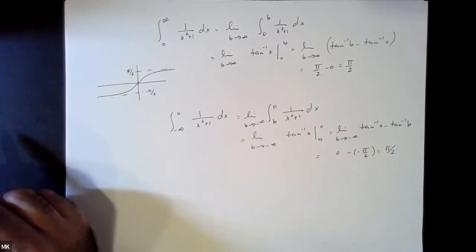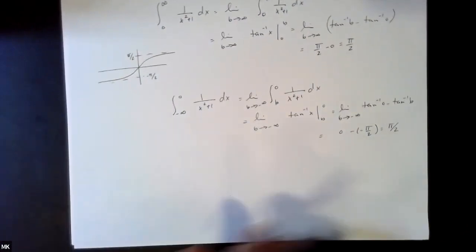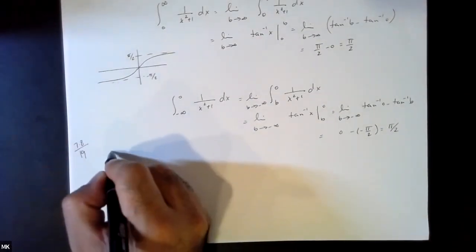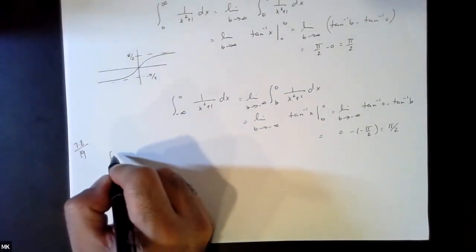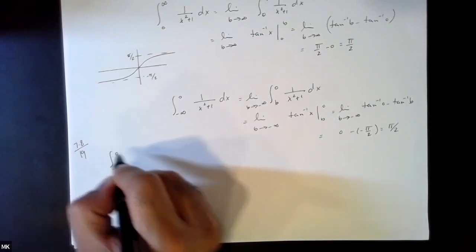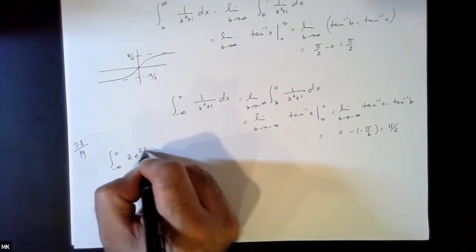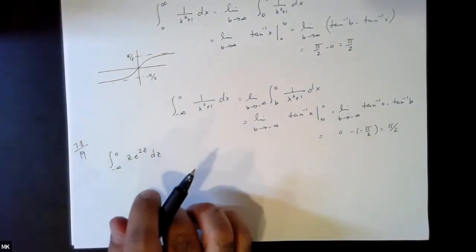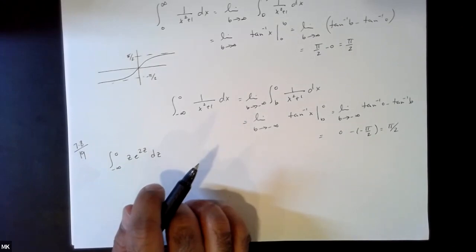Okay. So let's do another problem. Let's do the integral from negative infinity to 0 of z e to the 2z dz, because this is problem number 19 of your book in section 7.8. Integral from negative infinity to 0 of z e to the 2z dz. I'm not a big fan of having z and 2 in the same problem, but there it is.